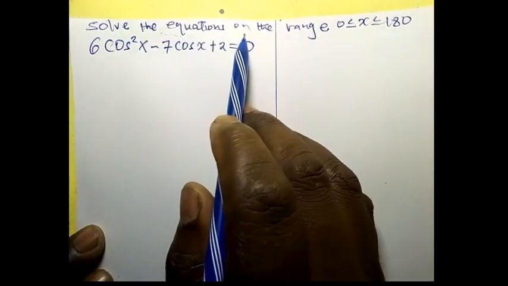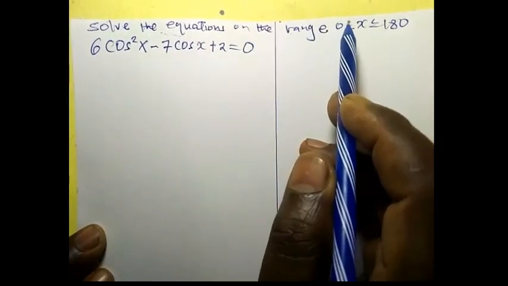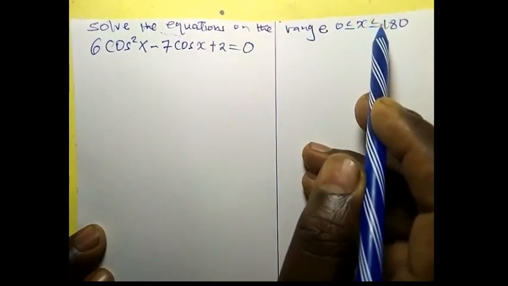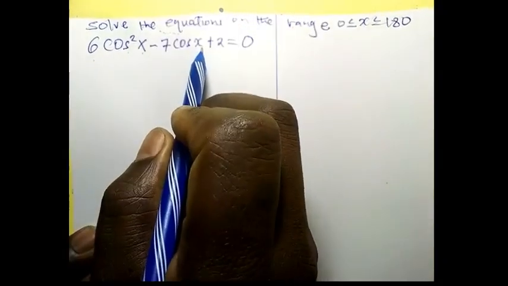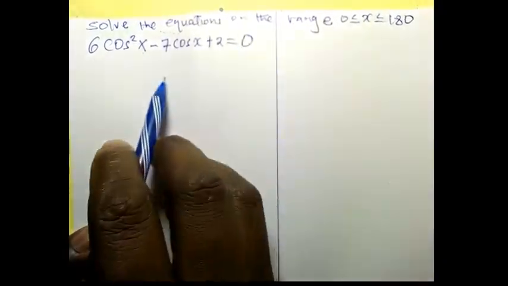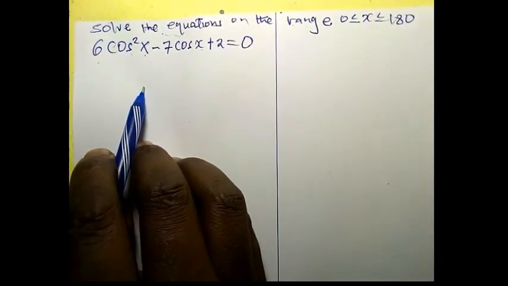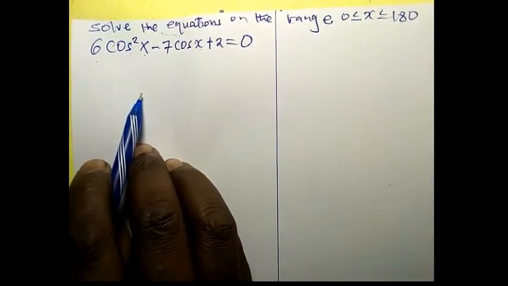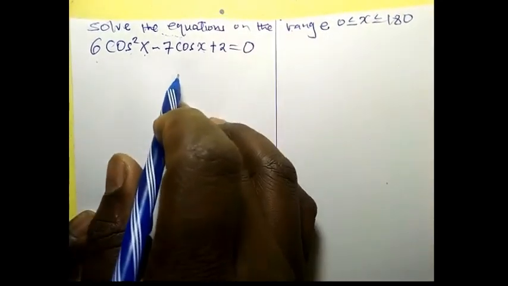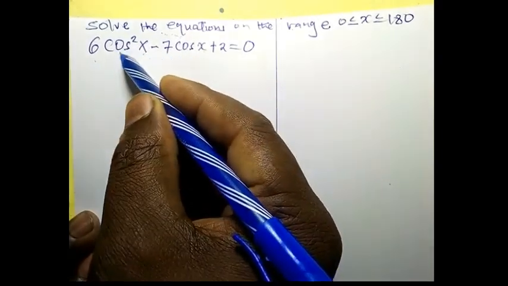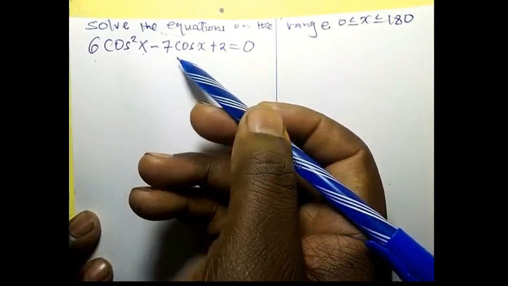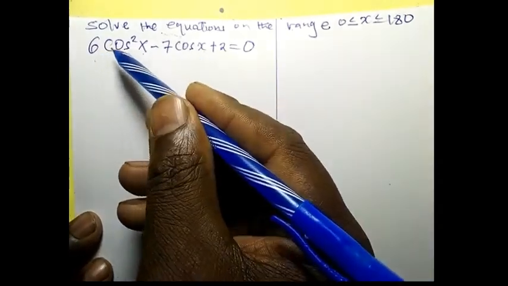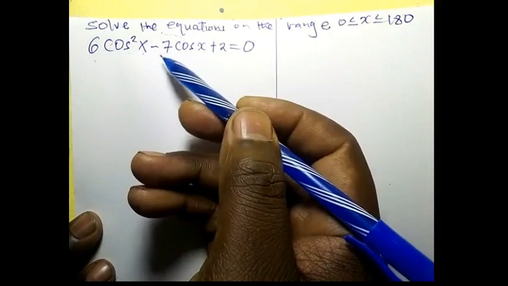Solve the equation on the range 0 less or equal to x less or equal to 180. 6 cos square x minus 7 cos x plus 2 equal to 0. So you need to understand how to solve a quadratic equation. You can see this one is a quadratic equation. So first, you see the cos is common. Here you use the knowledge of quadratic equations, the one you learned in Form 2. Even quadratics from Form 3 will also help.